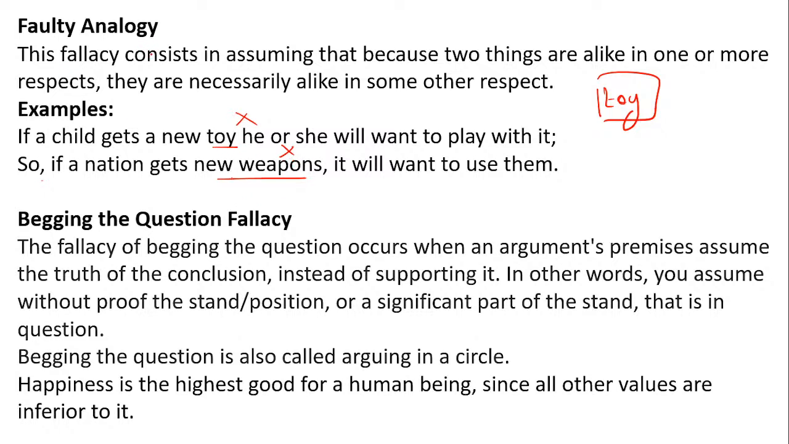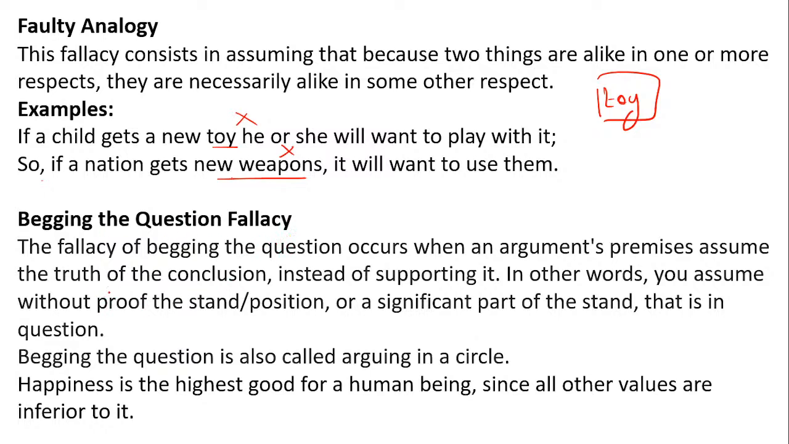So this is the faulty analogy fallacy, assuming that because two things are alike in one or more respects, they are necessarily alike in other respects as well. Right? Another fallacy is the begging the question fallacy.